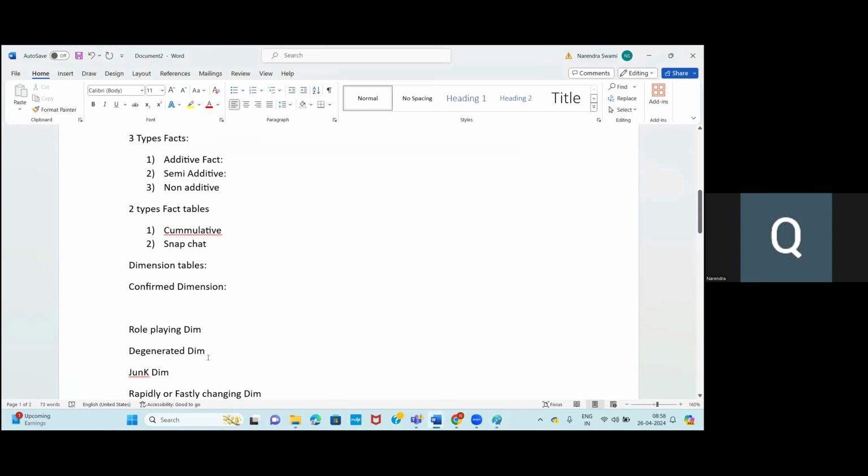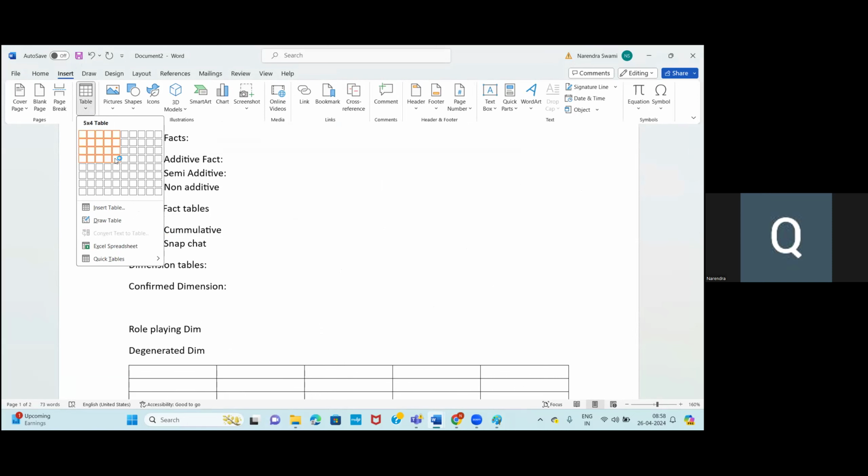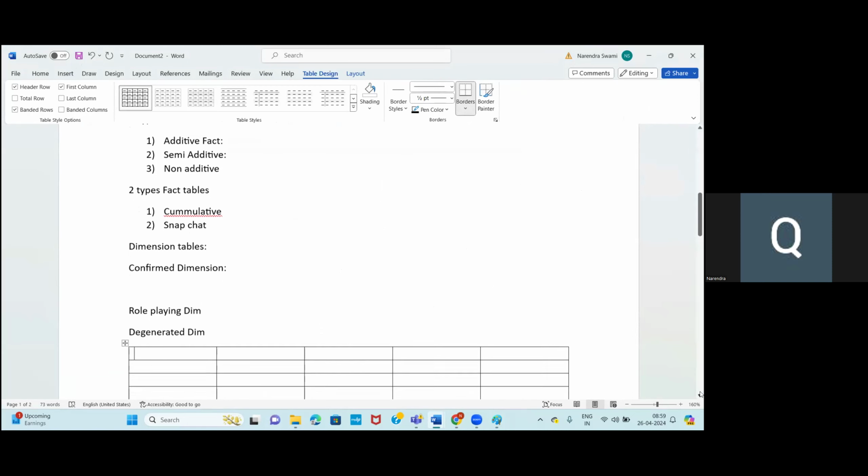Okay, we'll see the degenerated dimension. Degenerated dimension is what I'm going to explain with one table. Okay, this is what degenerated dimension.